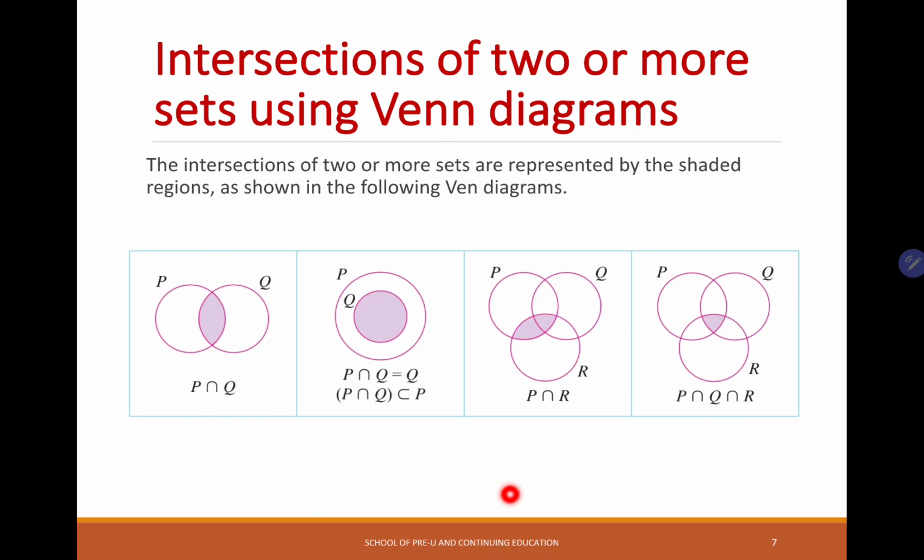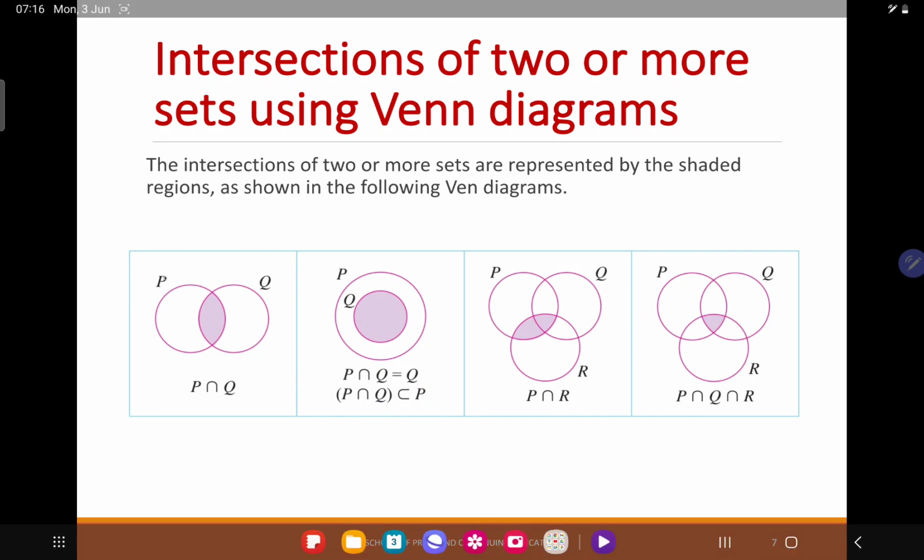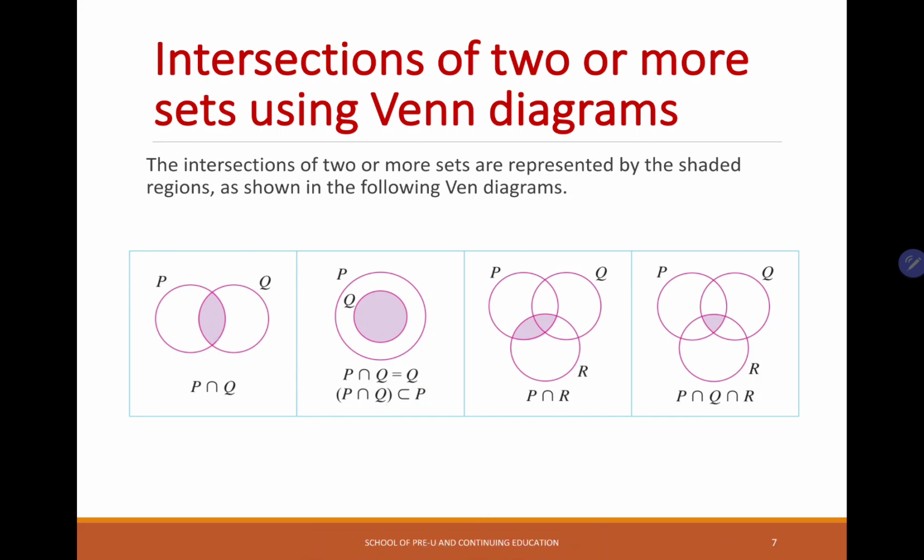Okay, now the next one, the intersection of two or more sets using Venn diagram. Let's go through this example. We just want to shade the intersection. Let's say we have P and Q, and we want to find the intersection of P and Q. It should be the one that intersects here. What about this one? P intersect with Q equals Q. Why? Because Q is only this part. So when we intersect P and Q, obviously this one will be the shaded one.